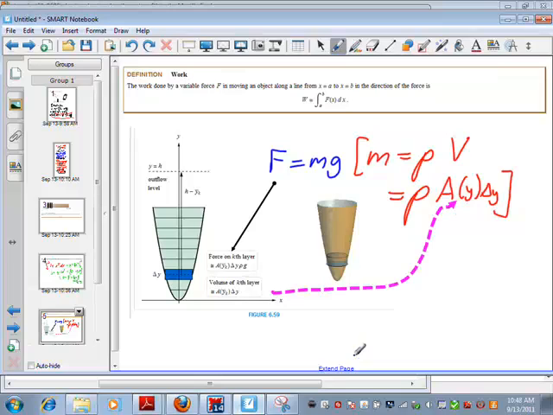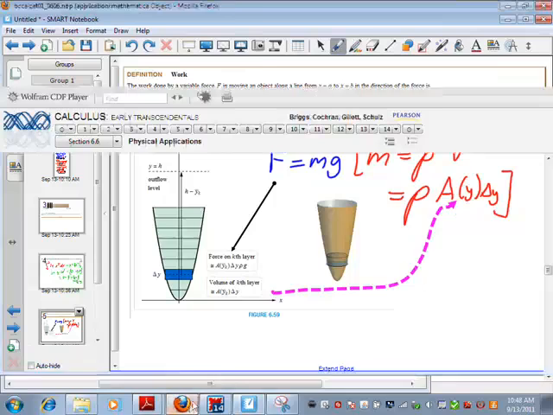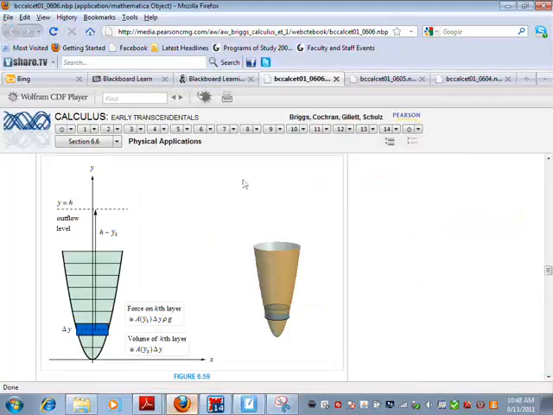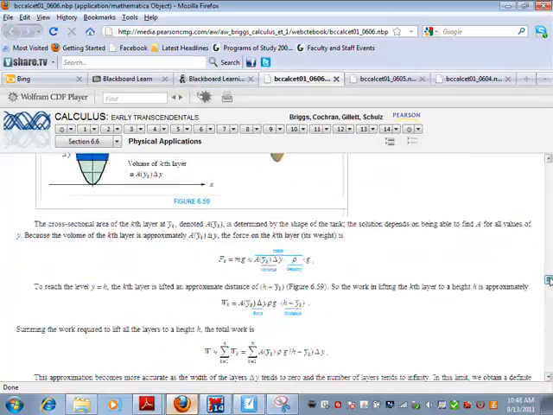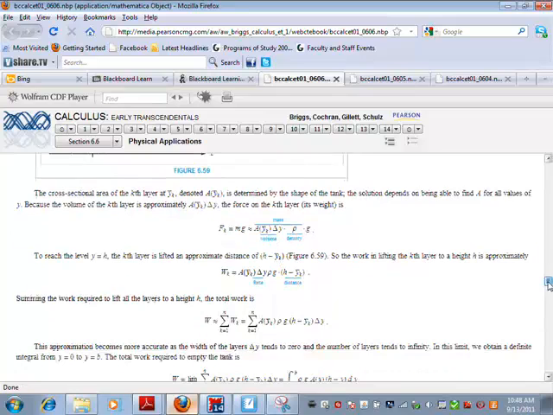Okay. What's the point? The point is this. Now that's just one piece, but then we're going to add them all up again. So the cross-sectional area of the layer is just the area there, and is determined, of course, by the shape of the tank. And the solution depends on how you find what the area is.